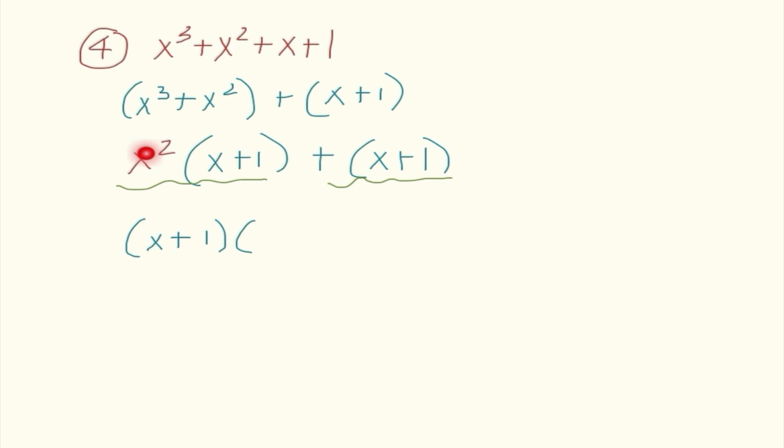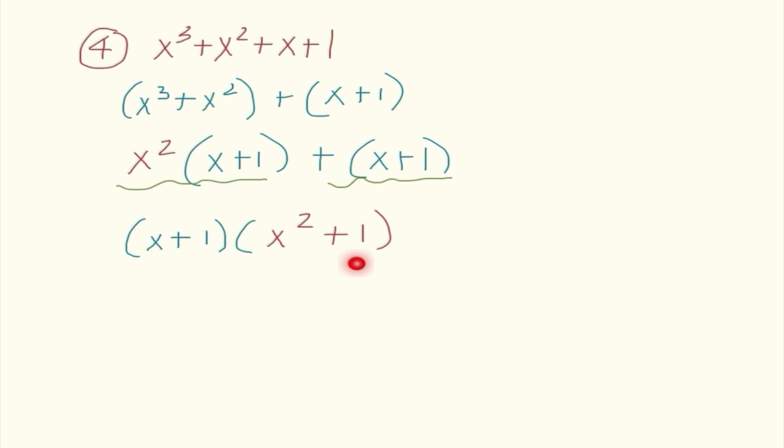When I take an x plus 1 out of this first term, I am only left with x squared. When I take an x plus 1 out of this second term, I am left with 1. And just a reminder, if I really wanted to double check if this worked, x plus 1 times x squared is what I have here, and x plus 1 times 1 is what I have here. So all we did was factor this out.